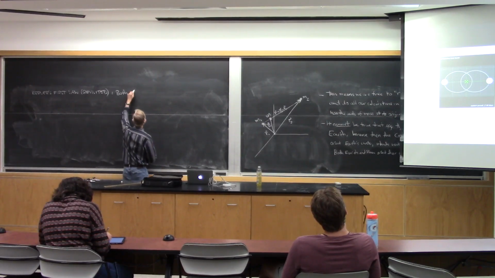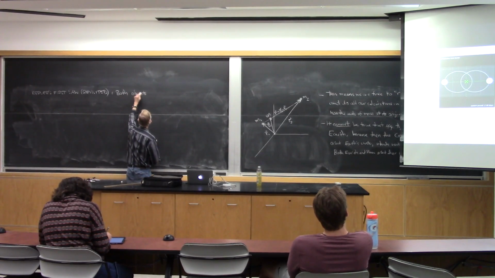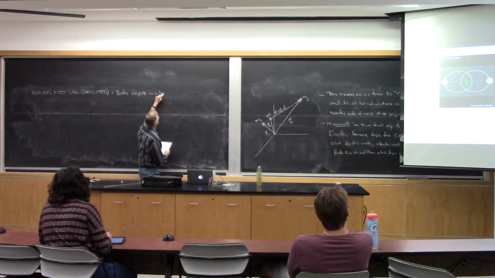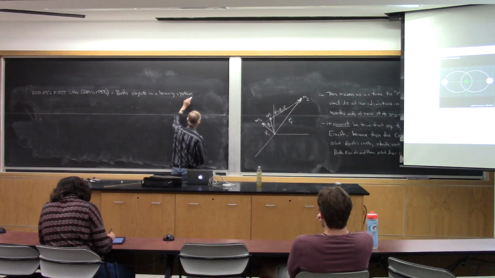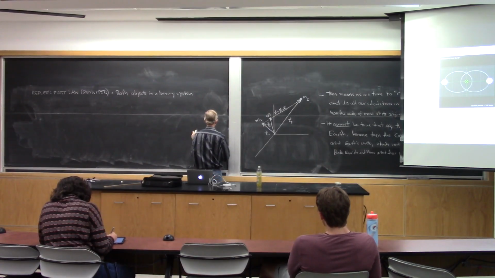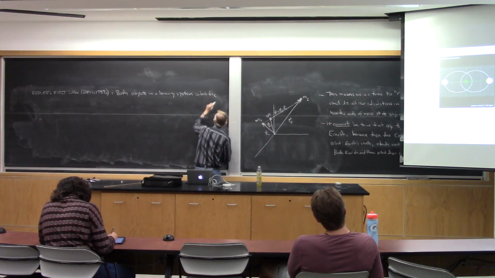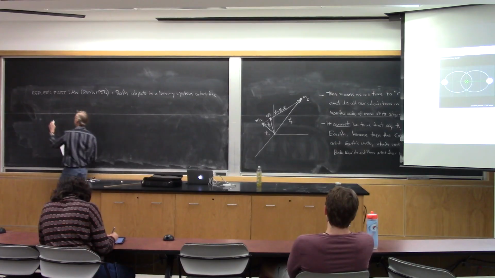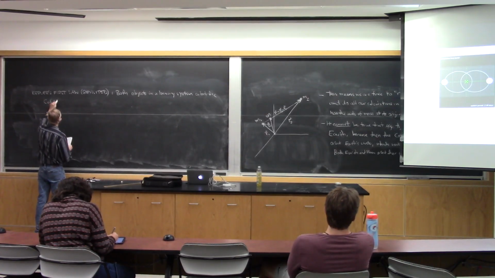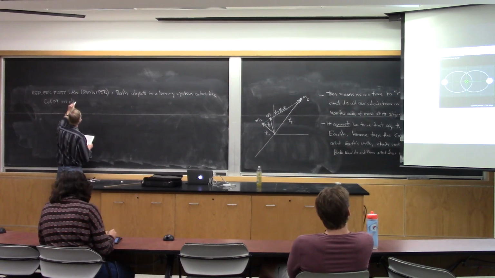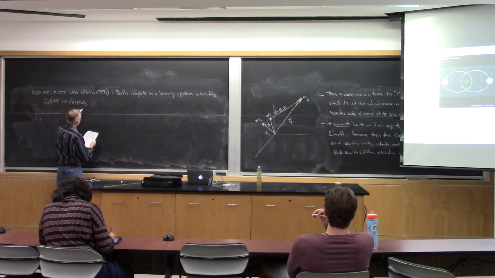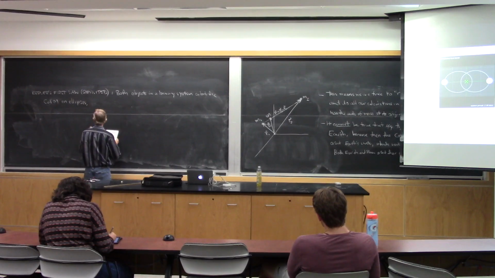Both objects in a binary system orbit the center of mass, C of M, I'll just keep saying now, on ellipses, with the C of M occupying one focus of each ellipse.